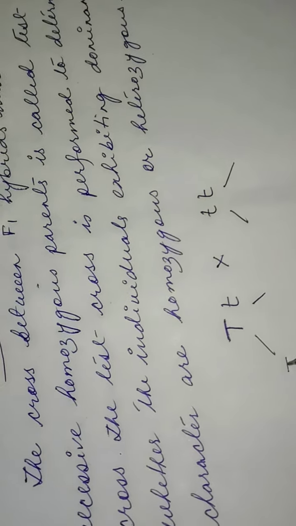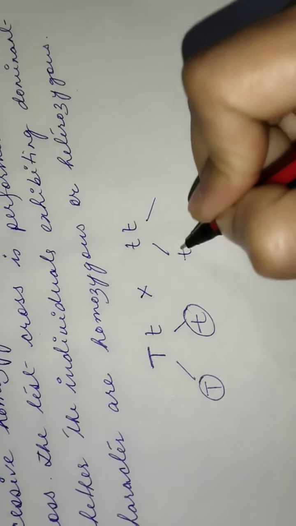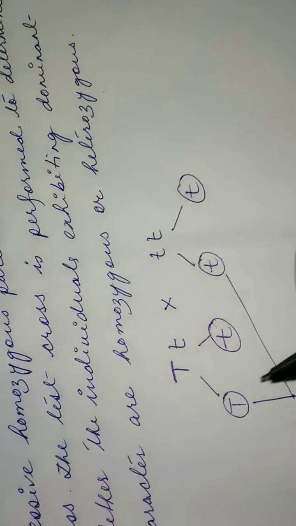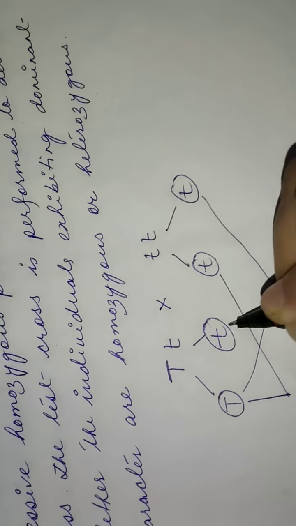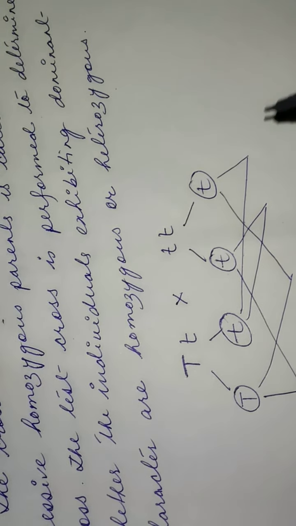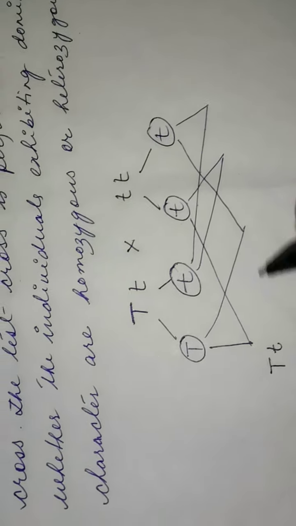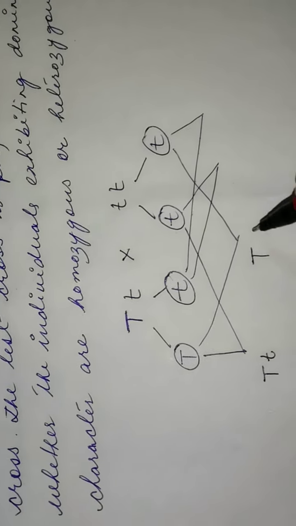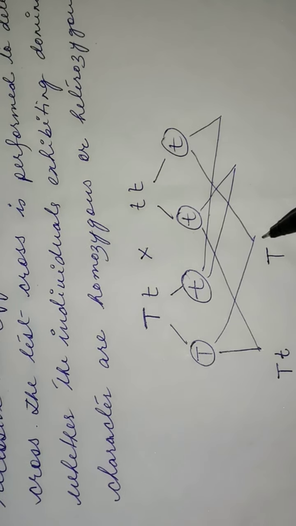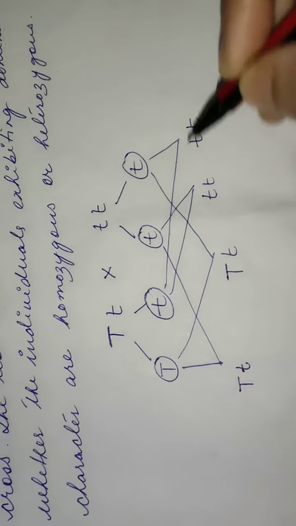And the results: capital T, small t gametes, small t. So I have shown this cross in back cross also: capital T small t, capital T small t, small t small t, small t small t.